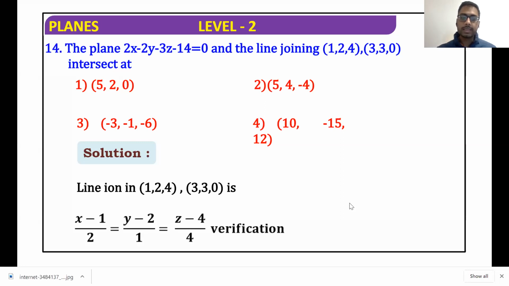Therefore, x minus 1 upon 2 is equal to y minus y1. y1 is 2 upon b. Value of b is y2 minus y1. So that would be 3 minus 2. 3 minus 2 is 1. Similarly, z minus z1. z1 is 4 upon c. The c value is z2 minus z1. So 0 minus 4. We get the equation of line. Substitute your options to check which point satisfies both of these equations. That is your correct answer.